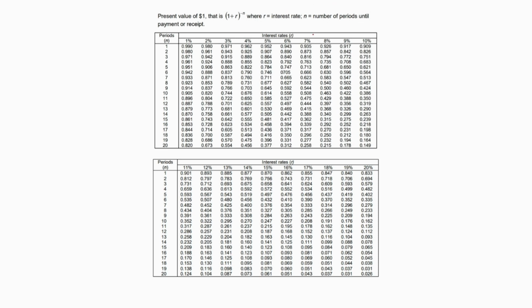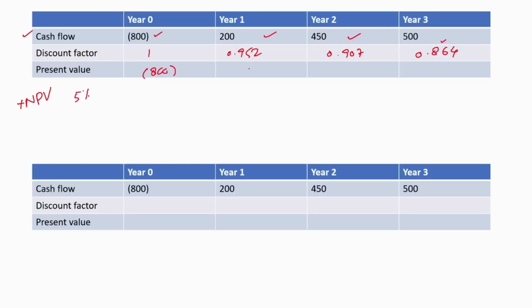So this is the present value table. The cost of capital is 5%, so it will be this column, and these are the discount factors for years 1, 2, 3: 0.952 for year 1, 0.907 for year 2, 0.8642 for year 3. So the NPV for a 5% cost of capital is a positive value.